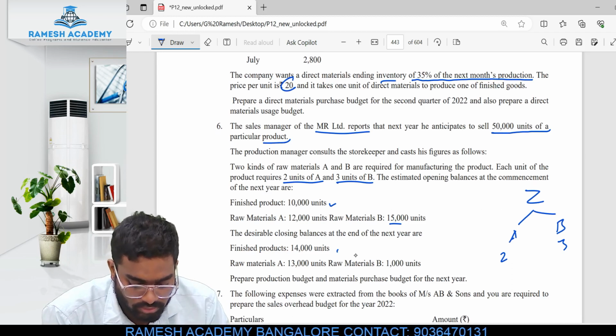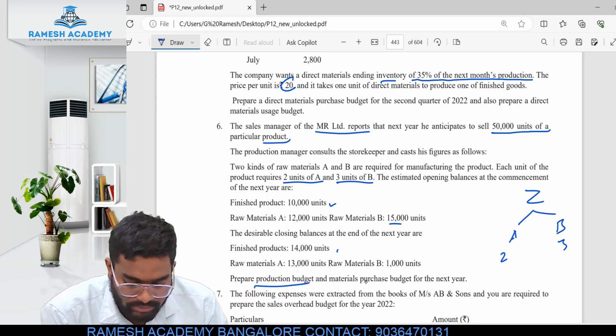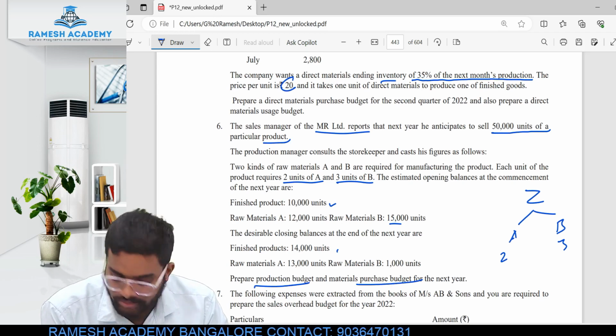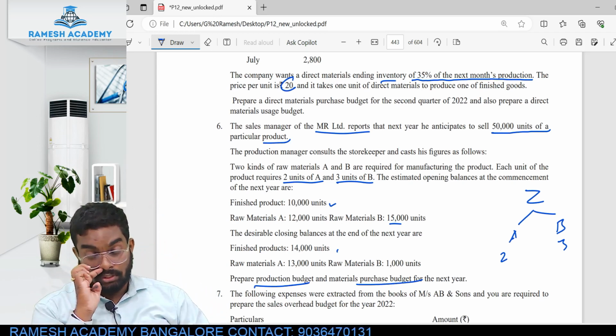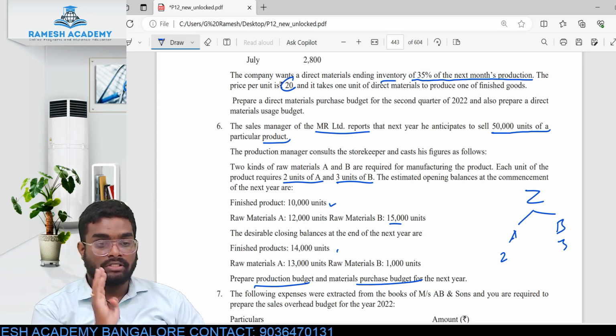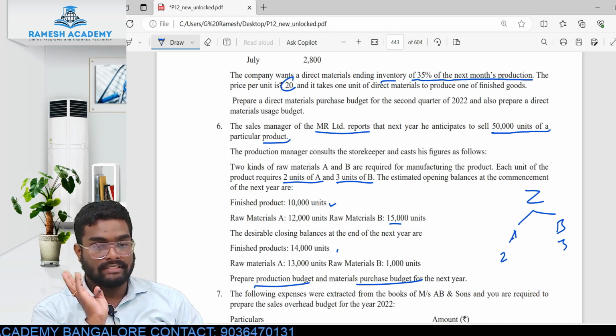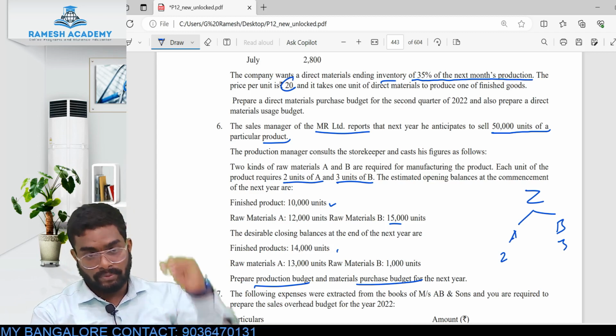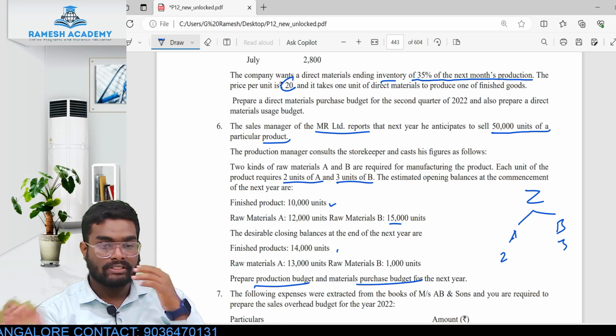Then the closing stock also we have. So first we have to prepare the production budget, then we have to prepare the material purchase budget. So we have to prepare both things. The concept remains the same for both the production and the sales budget. So first we'll prepare the sales, then we'll come down to the production budget.